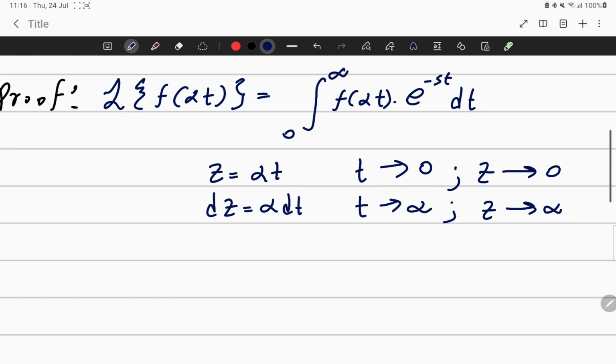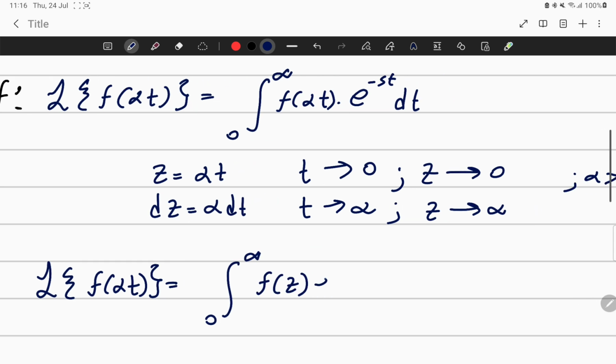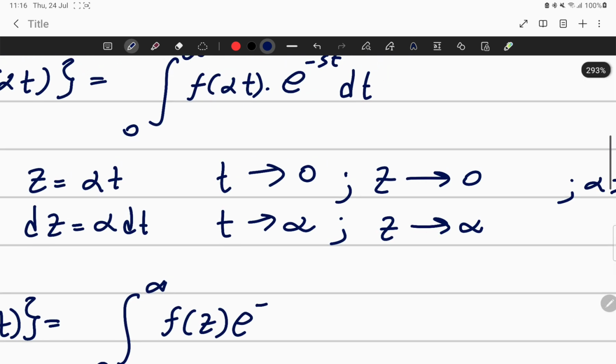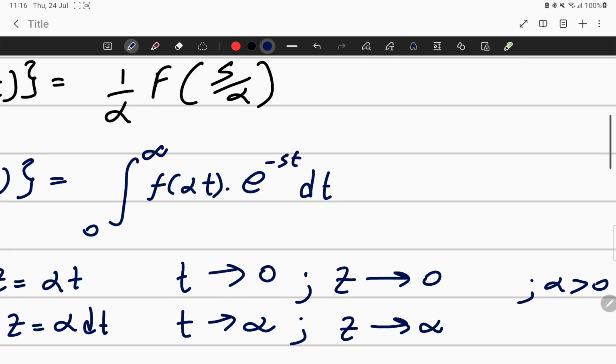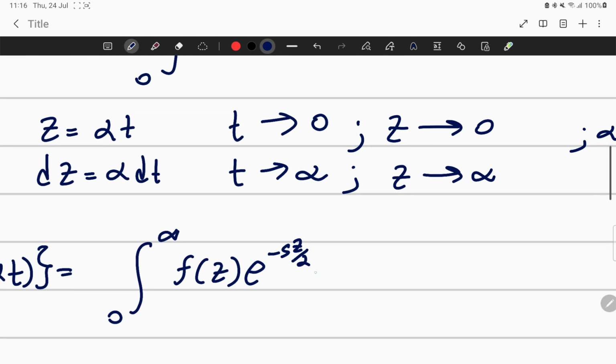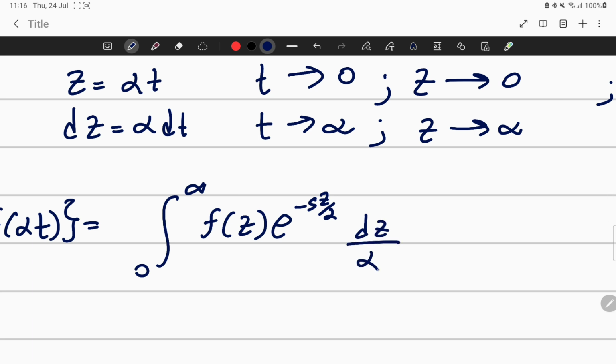So the Laplace transformation of f(αt) is equal to the integral from 0 to infinity of f(z) e to the minus, now there is no t, it is only z over alpha. In e to the minus st, there is minus s, so I have to multiply by t, and t is z over alpha. And dt is dz over alpha.